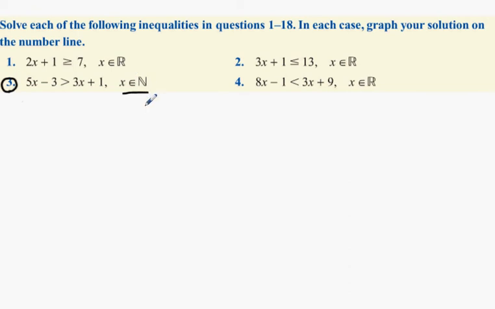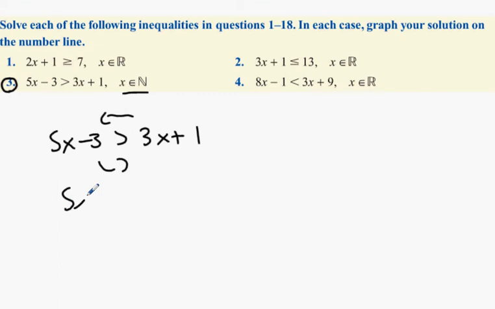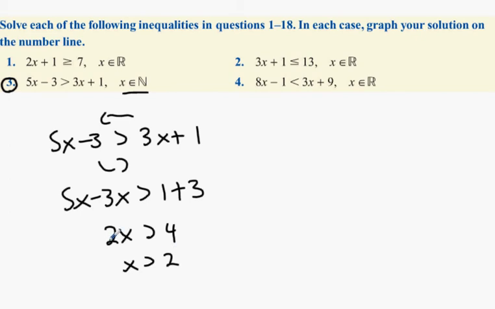x is an element of N, no bother. 5x minus 3 greater than 3x plus 1. Bring the x's to one side. So what happens? 1 plus 3. 2x greater than 4, x greater than 2.